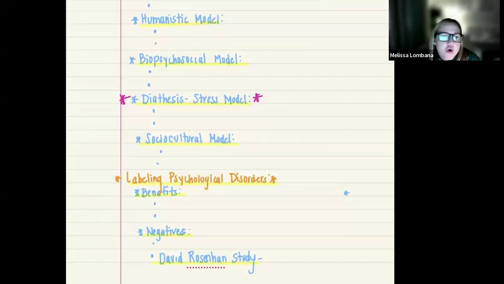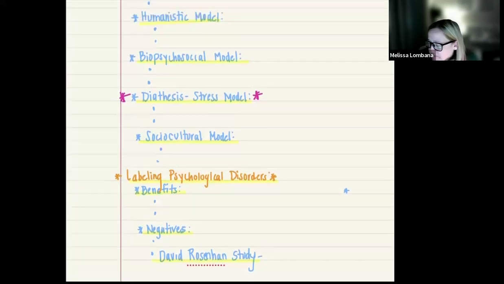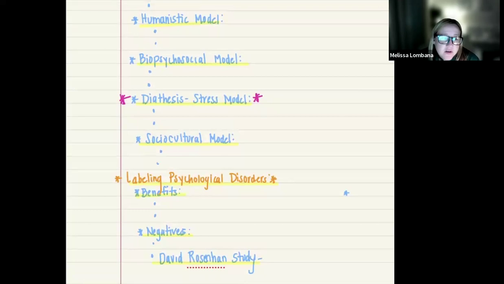And then cultural relativism is basically that the disorder is only understood within the context of the culture. This could be due to some gender or age or some traditions, that it's only understood within the culture of that group. Now, labeling psychological disorders.